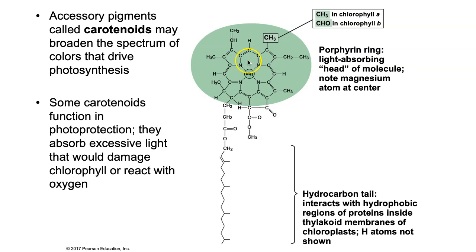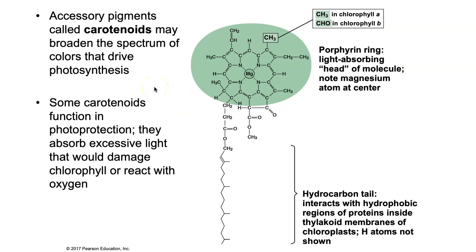So these are called porphyrin rings. This has a magnesium in the center. So this is the pigment that is capturing the photon of light, which the plant is going to use to make chemical energy from that solar energy.